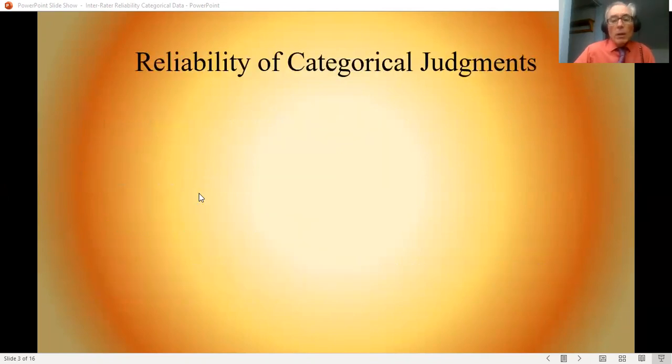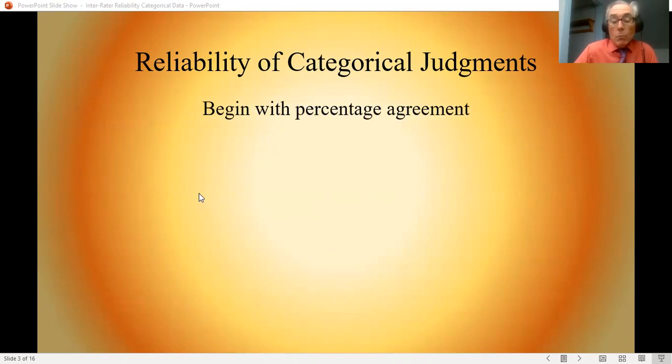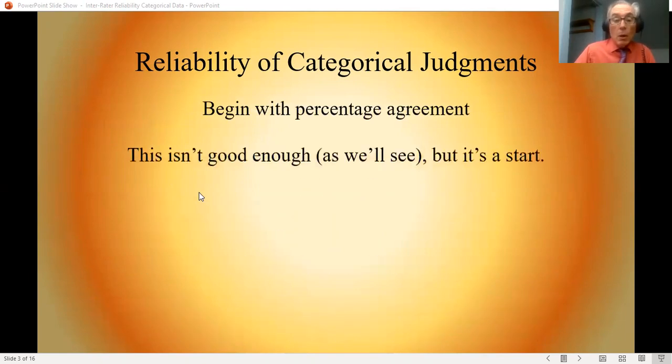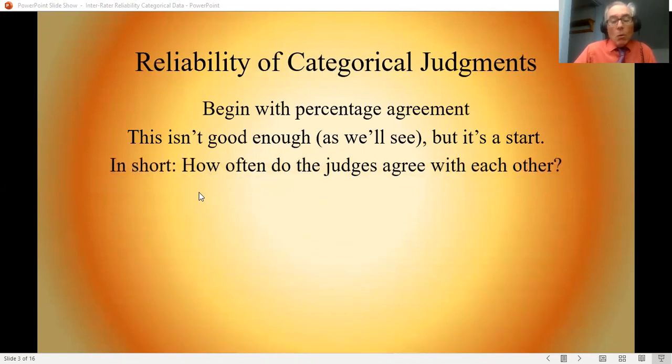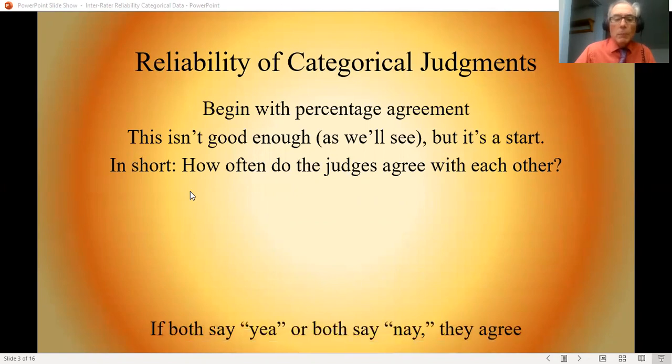Okay, so how do we establish how reliable these judgments are? And remember, reliability here is essentially synonymous with objectivity. To what extent do independent observers arrive at the same conclusions about what it is that they're witnessing? Well, we have to begin at the beginning with percentage agreement. Now, that's not actually going to be good enough for serious purposes, but it's where we have to begin. All the percentage agreement means is, how often do the judges or raters agree with each other relative to the number of cases that they've examined independently?